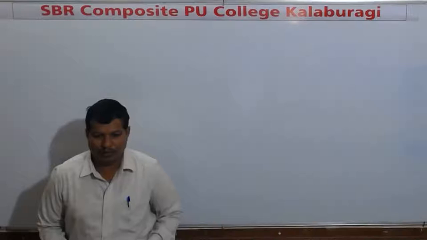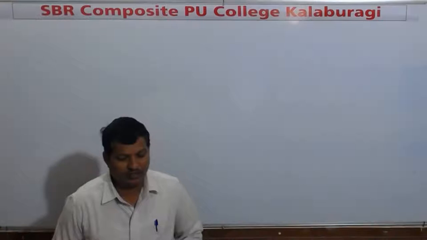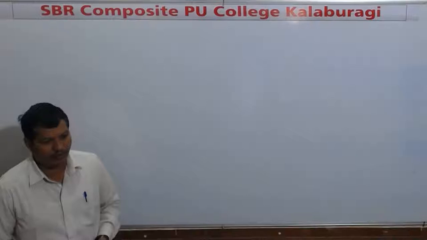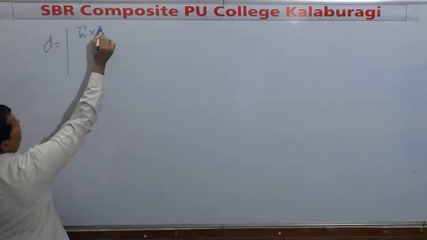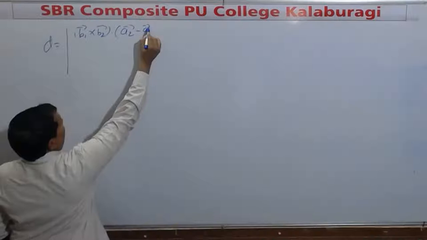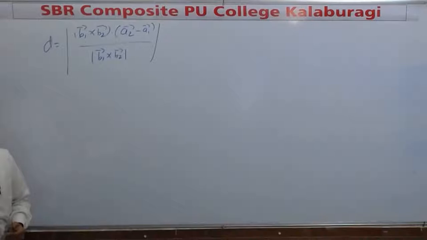I told in the last class, it is usually a three marks question, the last part. There are two formulas to find the distance between two skew lines: one is the vector form, another one is the Cartesian form. In the vector form, we have d equal to mod of (b1 cross b2) dot (a2 minus a1) by the magnitude of the vector b1 cross b2. This is the shortest distance between two skew lines.